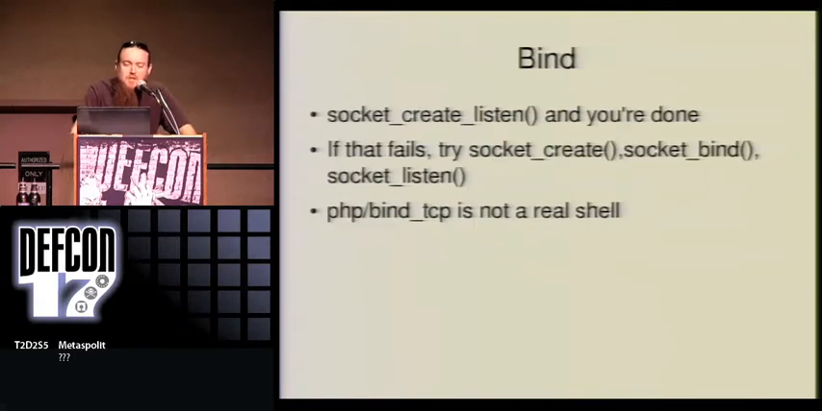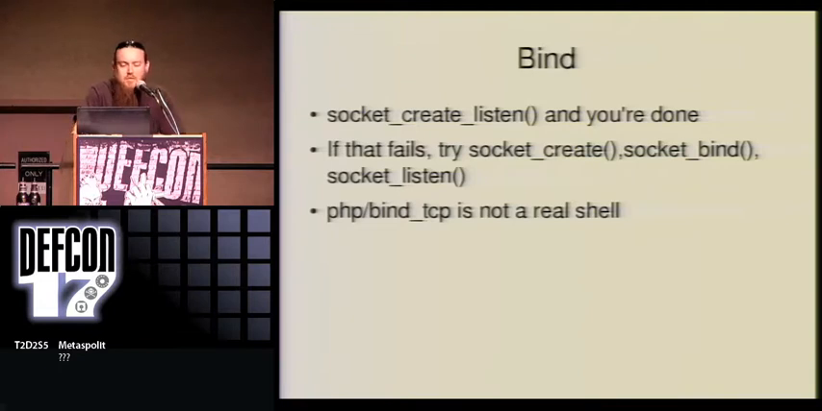But for the bind shell, it's really easy. There's a socket create listen function, and it does what you think it does. It creates a socket, and it listens on it. So we can do that, and then just run system commands, and we win. If that doesn't work, there's socket create, socket bind, socket listen that does exactly the same as the regular C system library calls: socket, bind, and listen.